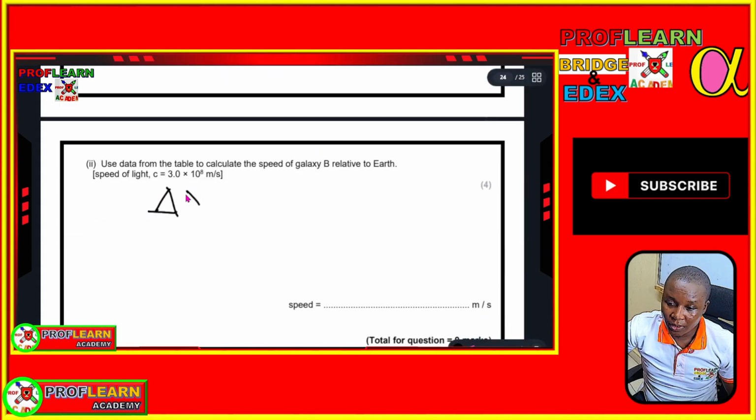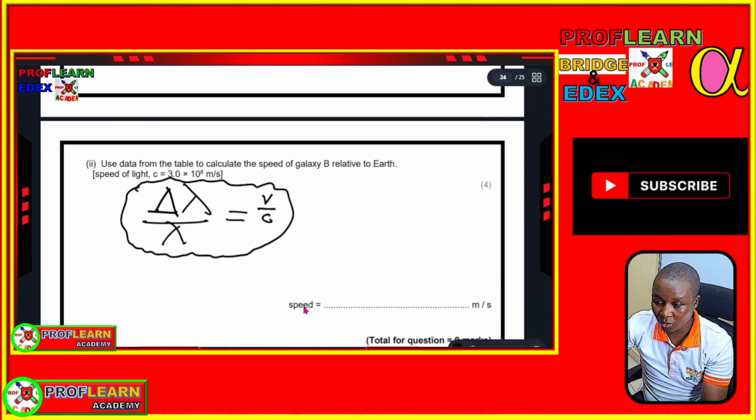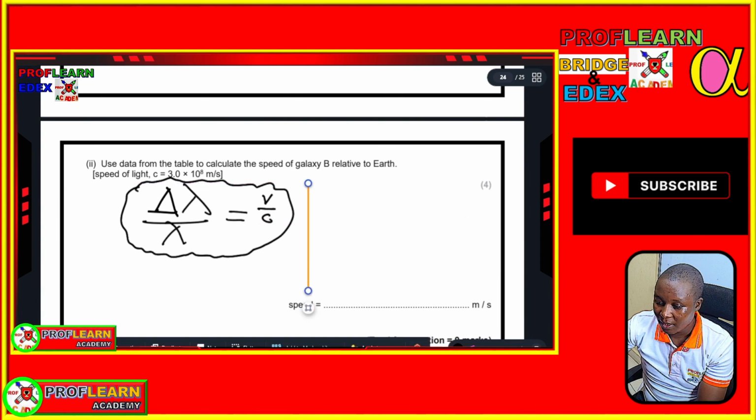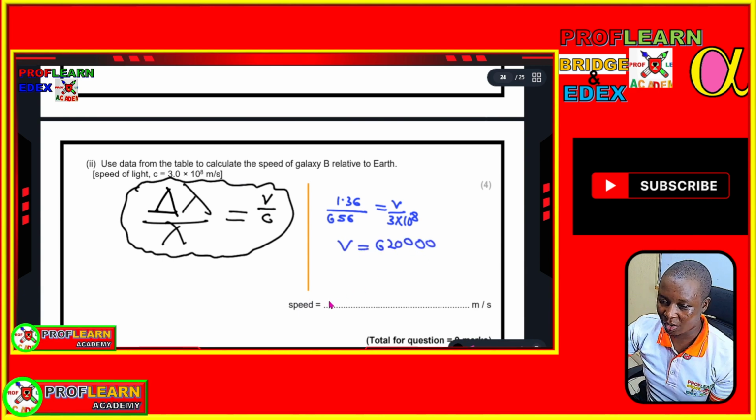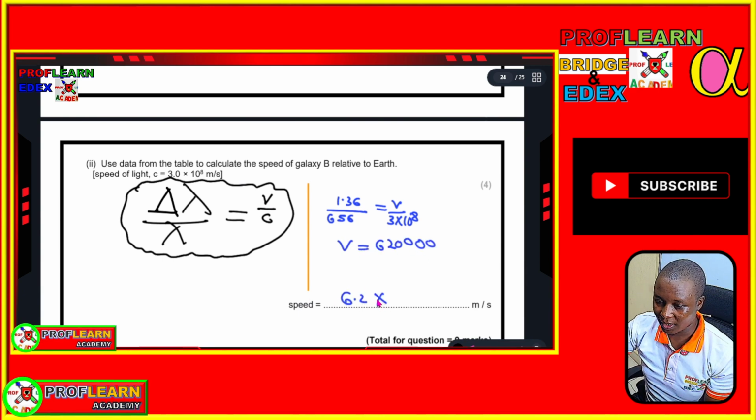Working out the speed of the galaxy, we have already seen how to use this kind of formula, and I believe this one is just a walk in the park. In the event you see a question related to that, the answer is 6.2 times 10 raised to power 5 meters per second.